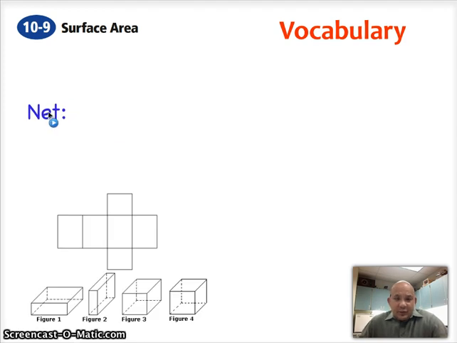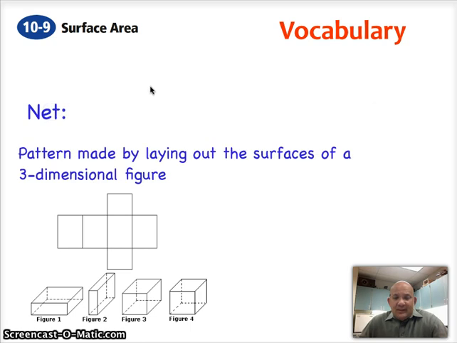Our next vocabulary term is net. A net is a pattern made by laying out the surfaces of a three-dimensional figure. So we take this, which is the net, represents one of these figures. Well, which figure does it represent?